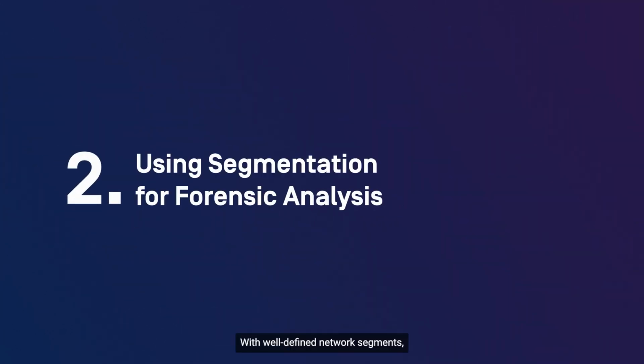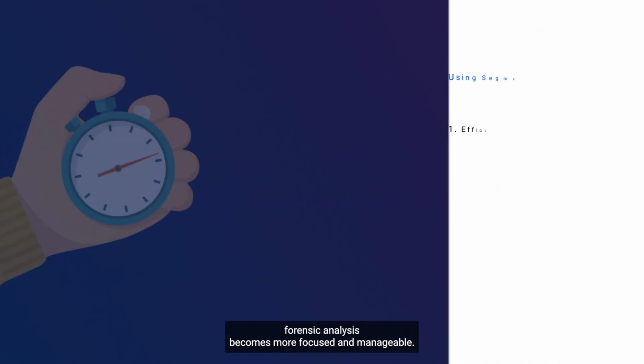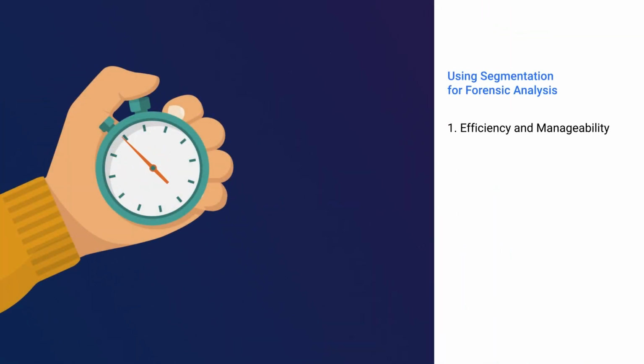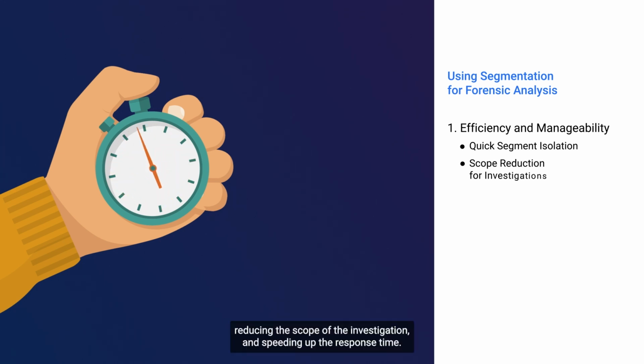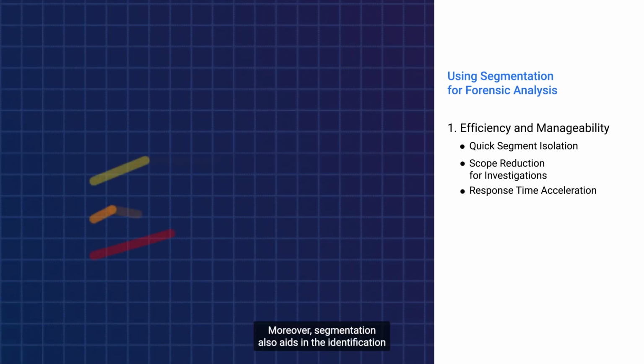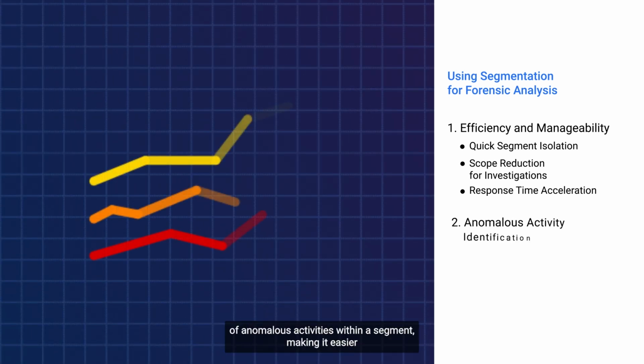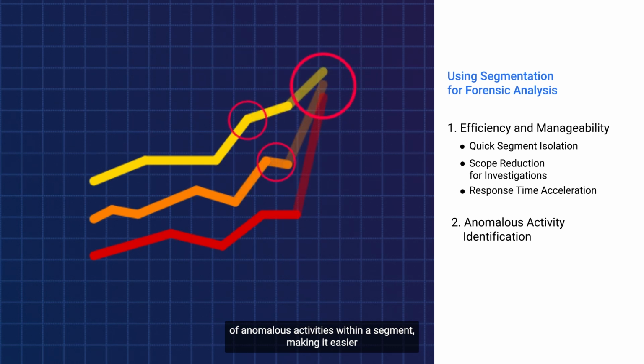With well-defined network segments, forensic analysis becomes more focused and manageable. In the event of an incident, analysts can quickly isolate the segment involved, reducing the scope of the investigation and speeding up the response time. Moreover, segmentation also aids in the identification of anomalous activities within a segment, making it easier to pinpoint the source of a breach or an attack.